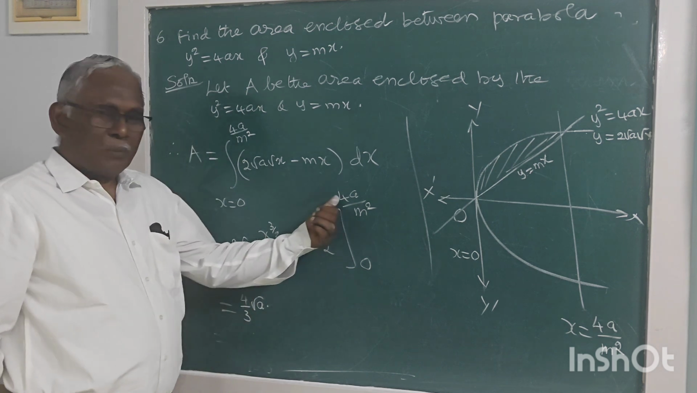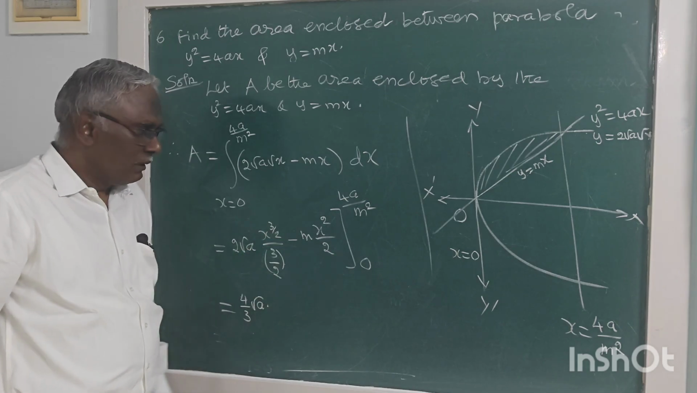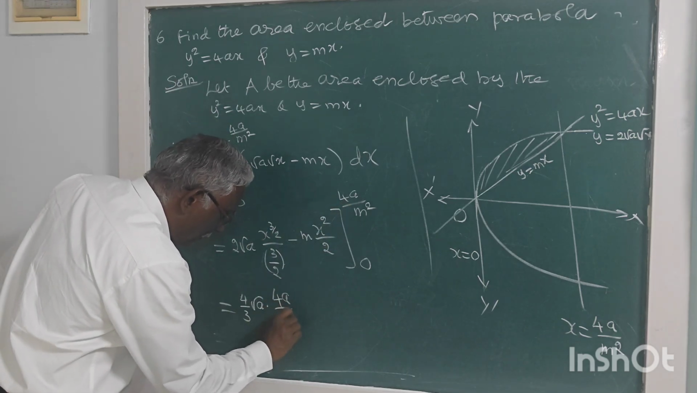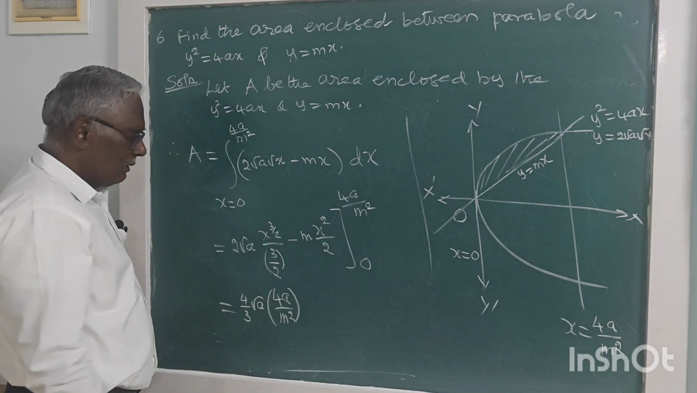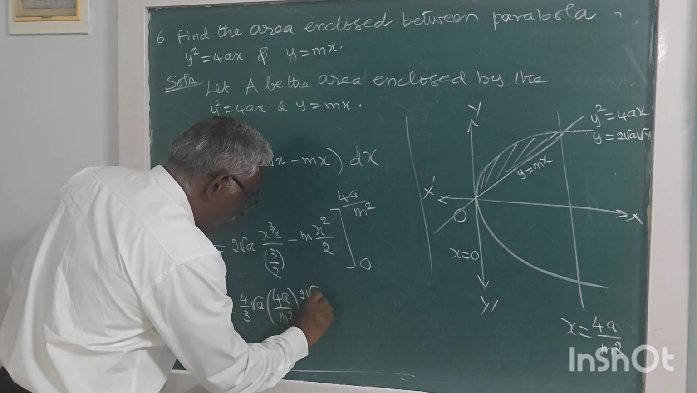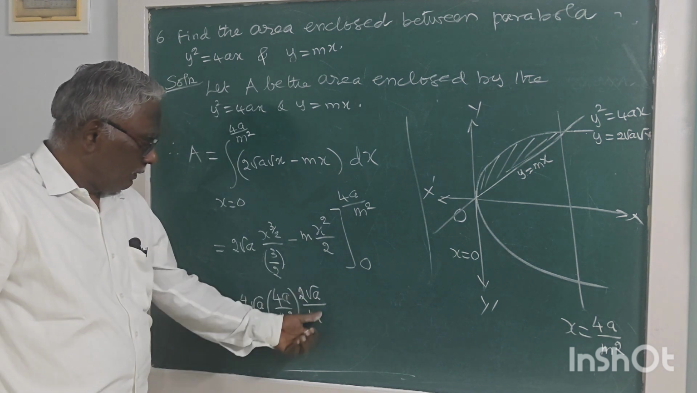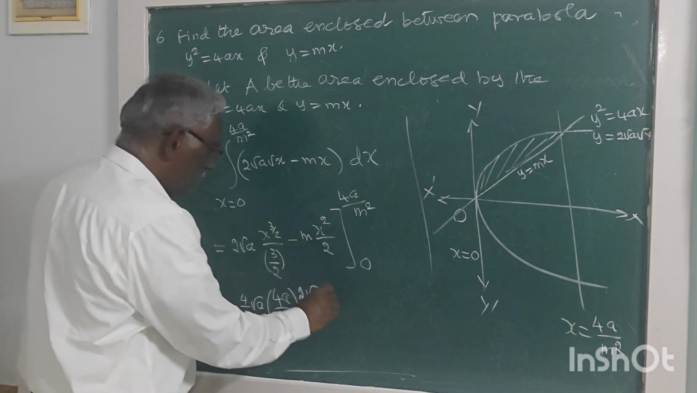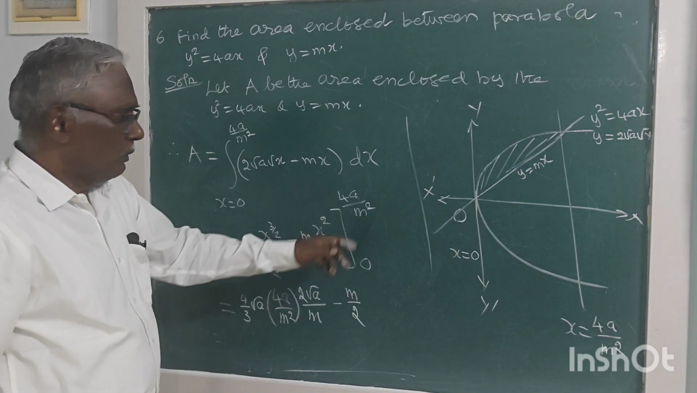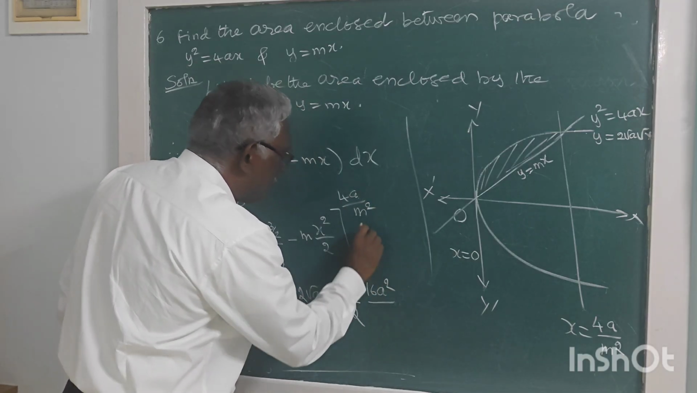Now for x we'll substitute the upper limit. x power 3 by 2 is there. I will write this x into root x. For x I will write 4a by m square. This is for x. For root x, then 2 root a by m. So this whole thing for x power 3 by 2 minus m by 2 x square. We have to square, 16 a square by m power 4.